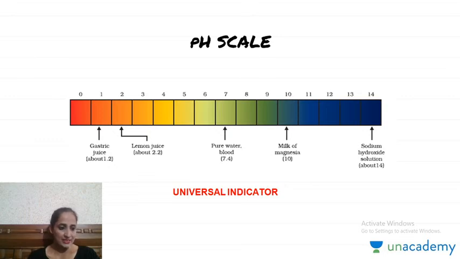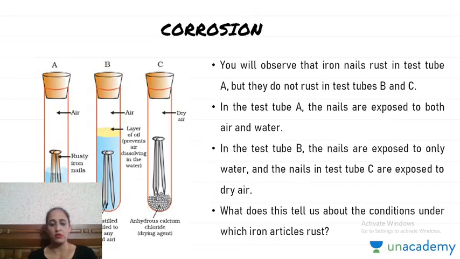Welcome to my session. Today I'm talking about key diagrams that we use in our science book. The first one I just explained, pH scale. Next one is corrosion. Guys, corrosion is a very important topic, and most of the times we make mistakes explaining how this corrosion happens.